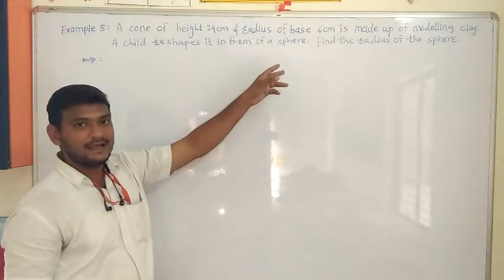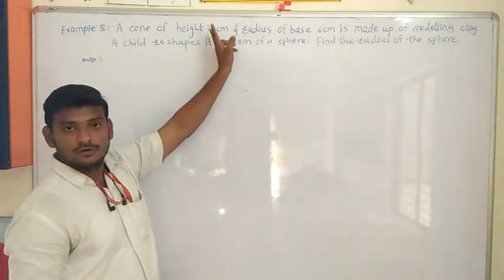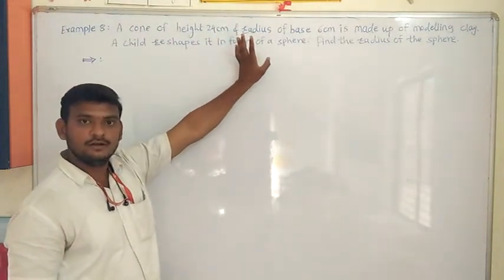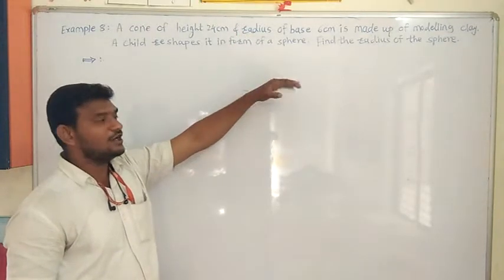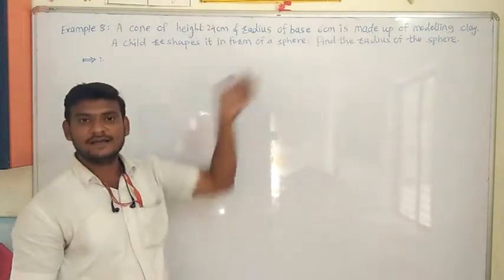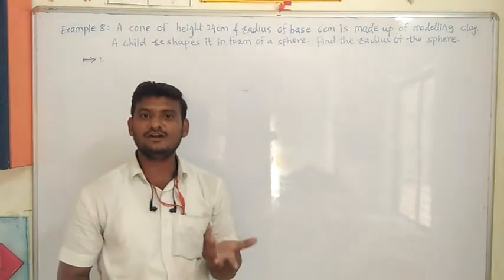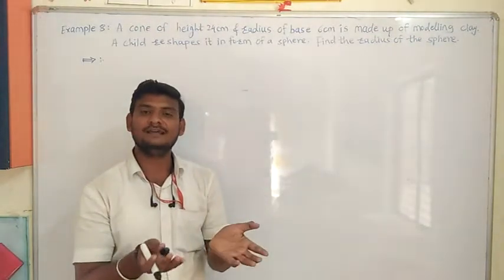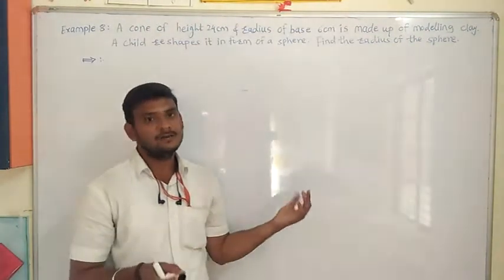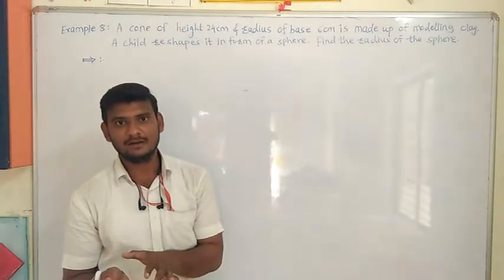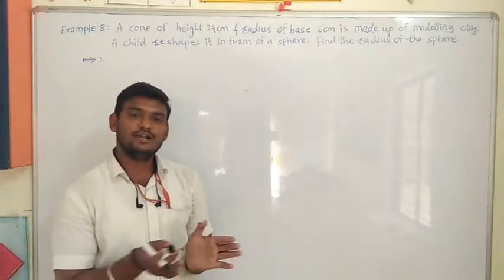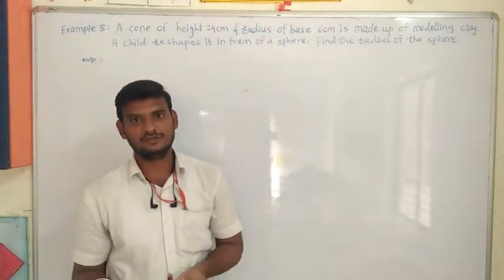Initially, what is the volume of clay? That volume of clay is equal to the volume of a cone. The same volume of the cone will remain as the volume of the sphere. The volume of that clay will not change. He is only reshaping, only changing the shape. We have seen in the previous candle example also, I told that the volume will remain the same, but the shape will change.